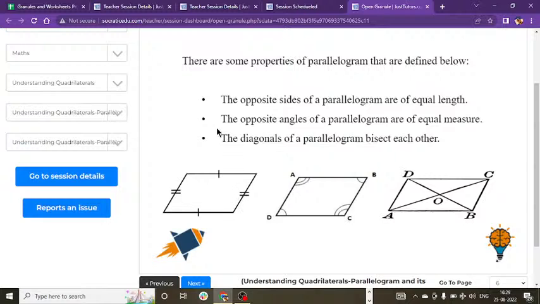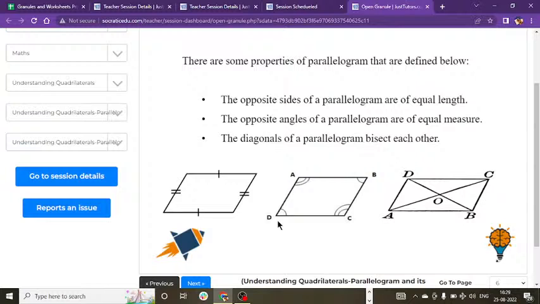Now let's move to the second point of parallelogram. The opposite angles of a parallelogram are of equal measure. So जो opposite angle होते हैं, for example A और C हमारे opposite angle हैं, so they are equal in measure. For example, if A is 60 degrees, C will also be 60 degrees. And if B is 60 degrees, D is also 60 degrees. So they have equal measure.